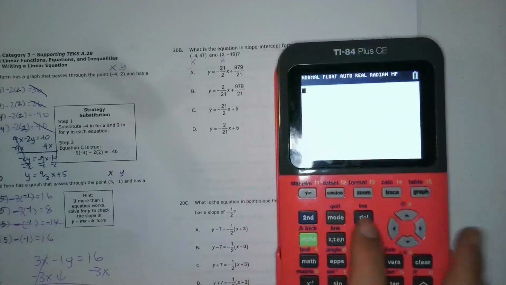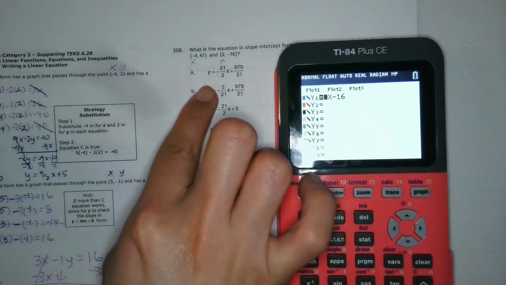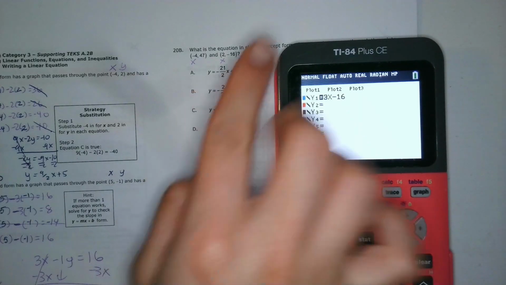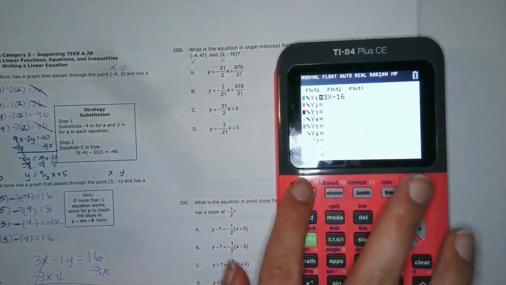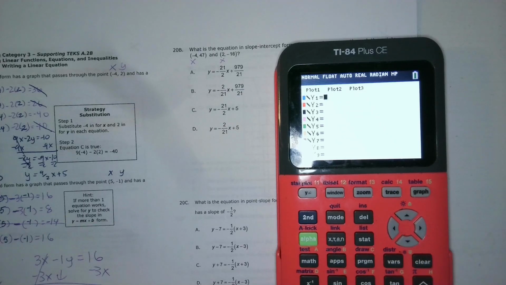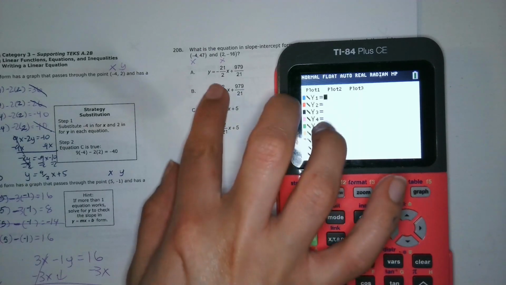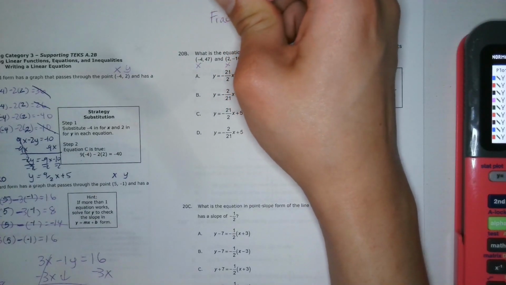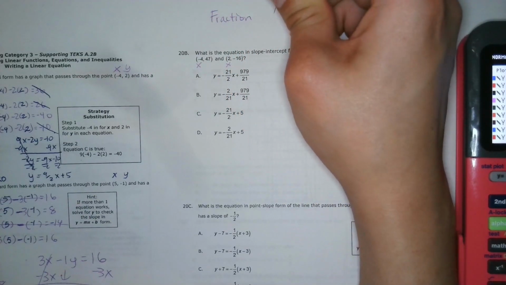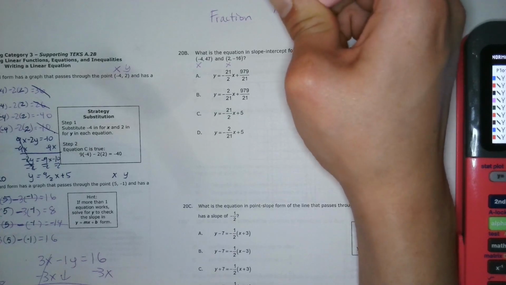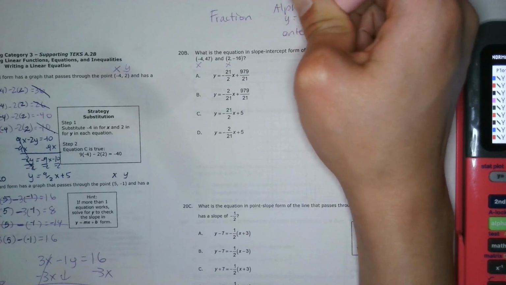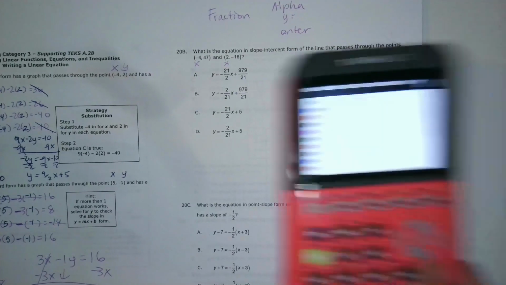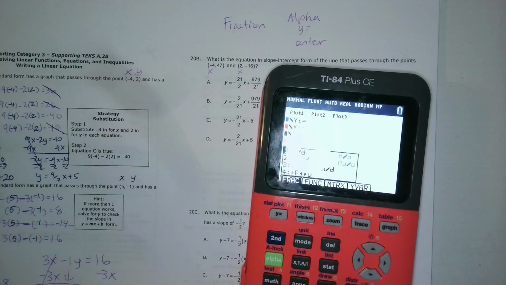Ready? So I'm going to press y equals, because what we're going to do is type each of these equations. Since they're already in slope-intercept form, I'm going to go ahead and type them in. If you need to do a fraction, we've been doing them in class, so it's not new. Just in case you forget, it's alpha, y equals, enter. You need to press 3 buttons. Okay, let's get started. Alpha, y equals, enter.